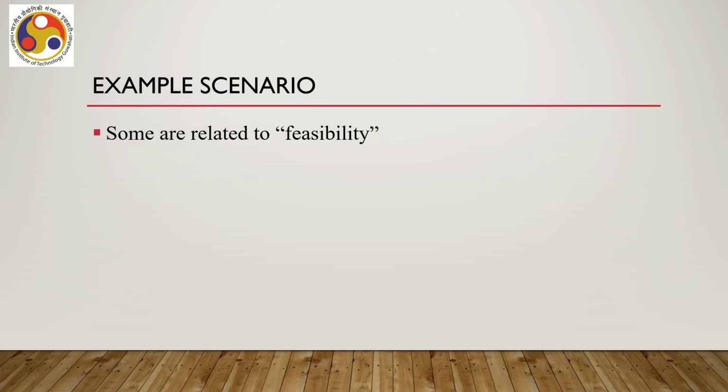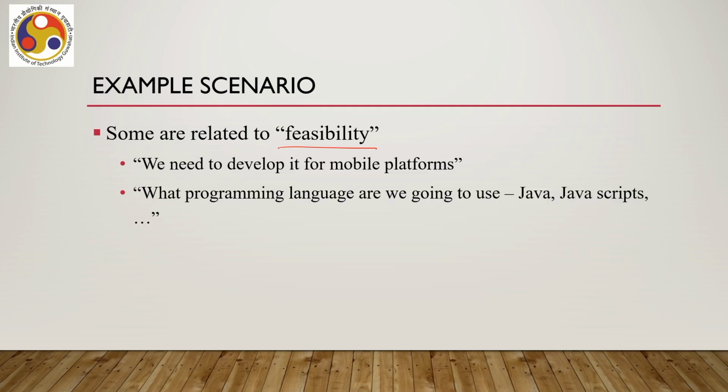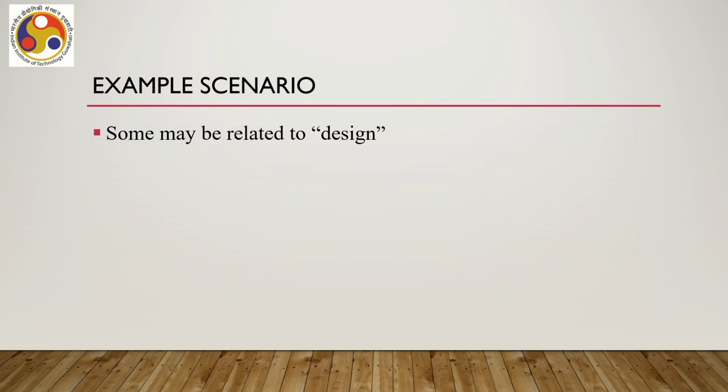Now, some of these requirements are related to feasibility, the first stage, such as we need to develop it for the mobile platforms, what programming languages are we going to use. These are requirements related to feasibility. Some may be related to the design stage. Remember that we have utilized the notion design, prototype, evaluate cycle. So, some may be related to the design stage of the interface or the design stage of the code.